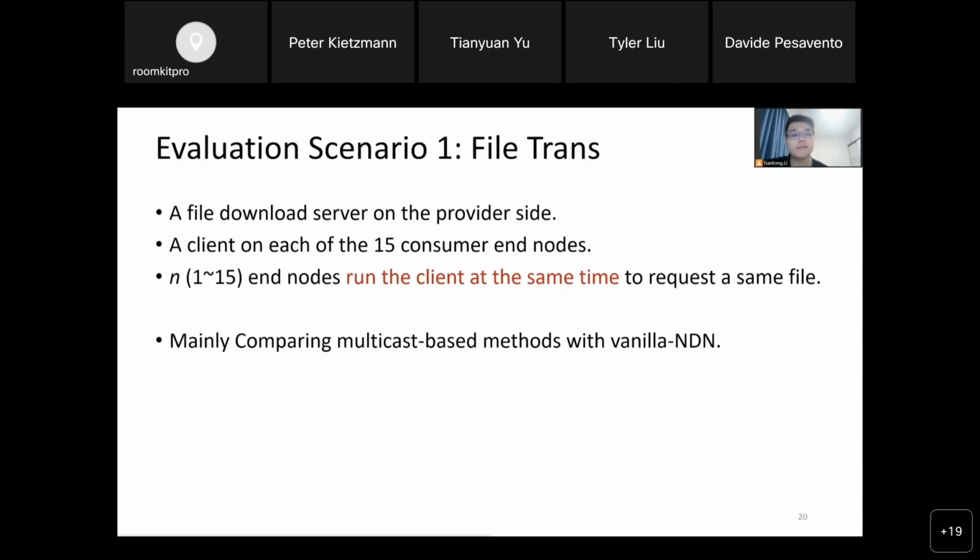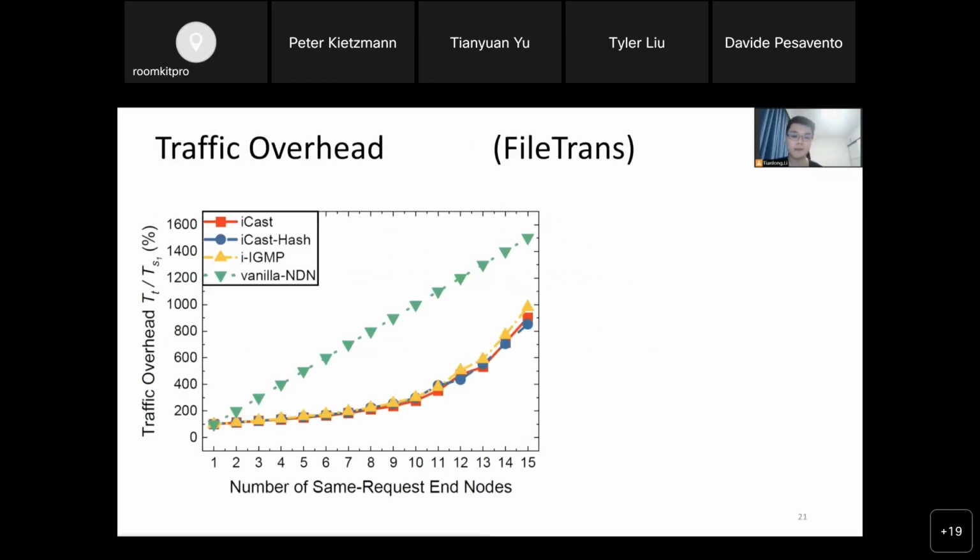In the first scenario, we deploy a file download server on the provider side and a client on each of the 15 consumer end nodes. In the experiment, N end nodes run the client at the same time to request the same file. We measure the network traffic overhead and the forwarding operational cost. The results are shown in the figure.